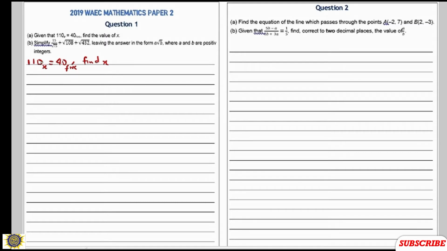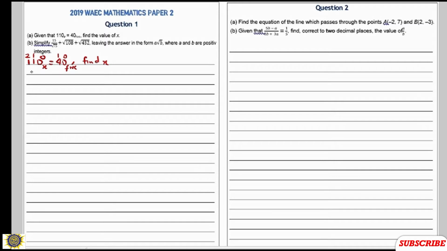This is a number base problem using the expansion method. How do we expand this? By numbering this one from the back: 0, 1, 2. Also number the right hand side from 0, then 1. After numbering, we have to expand this.